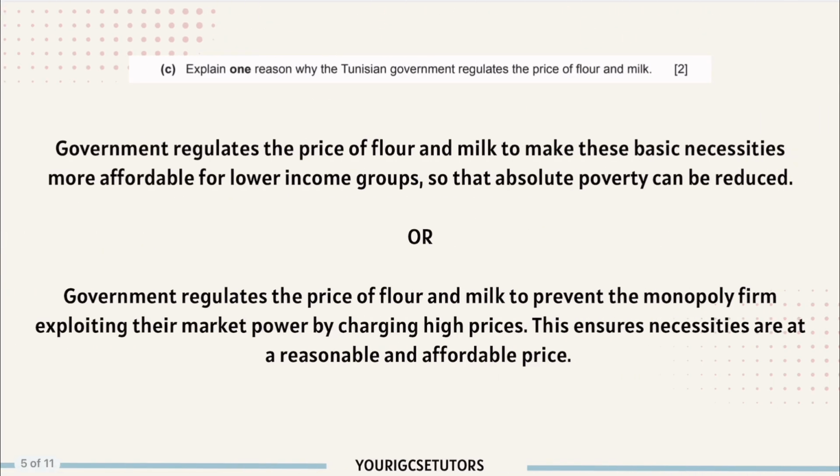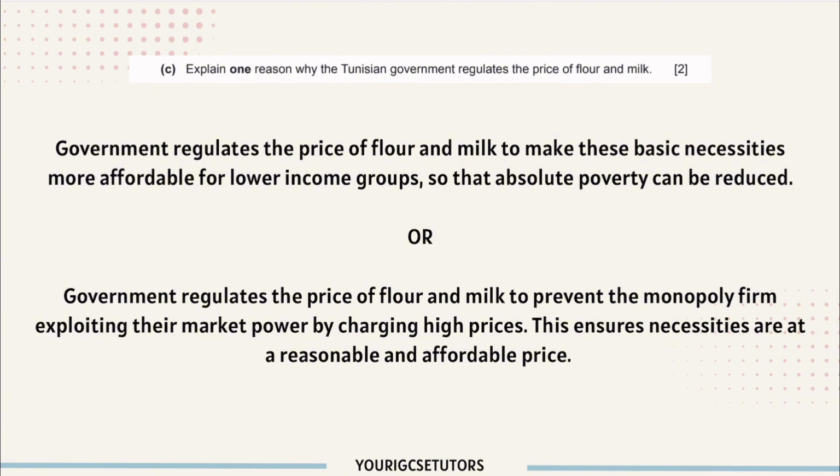Question C. Explain one reason why the Tunisian government regulates the price of flour and milk. So there are two main points. So first one is that it can reduce the poverty, and the second one is that they can prevent the monopoly firm exploiting their market power. So when they say one reason, you just choose one, but I'll show you these two answers.